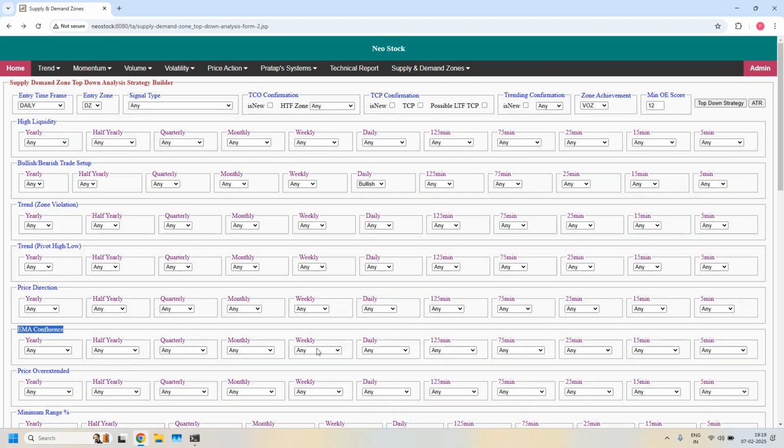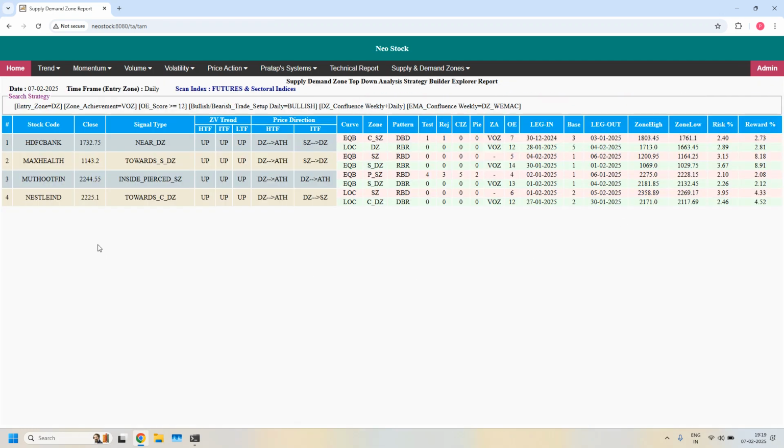So in the EMA confluence, weekly time frame, because daily zone is overlapped with weekly, so we are setting weekly demand zone having weekly EMA confluence filter. With this filter, we got 4 stocks. So these 4 daily demand zones are even more high probability trade setup supported daily demand zones. Moreover, out of these 4, HDFC Bank is near the demand zone, but not high liquidity demand zone, but it is having zone confluence with ITF and EMA confluence.